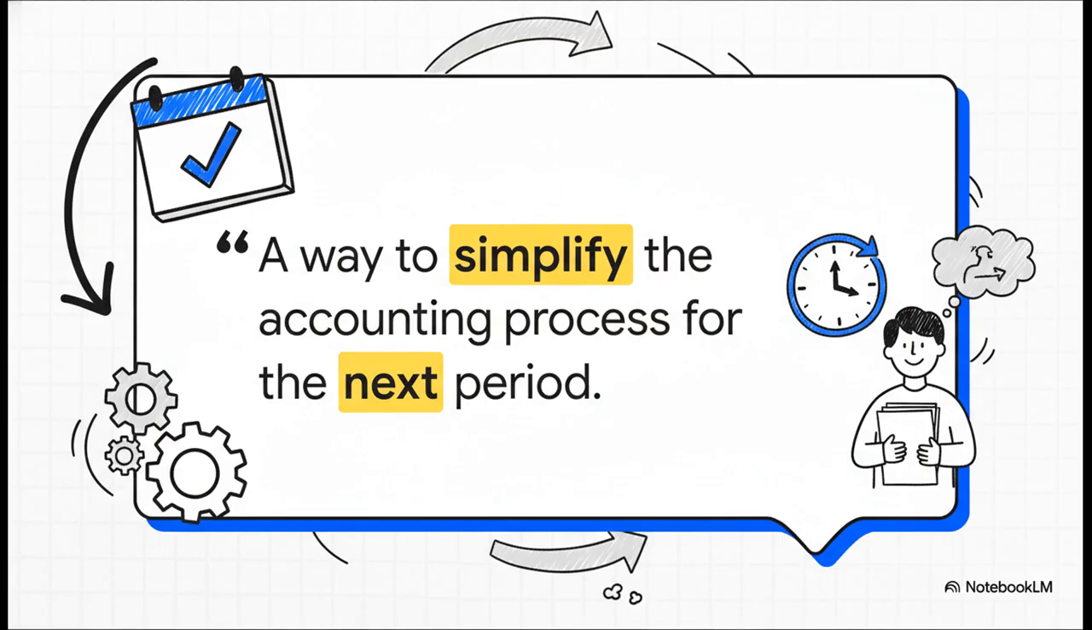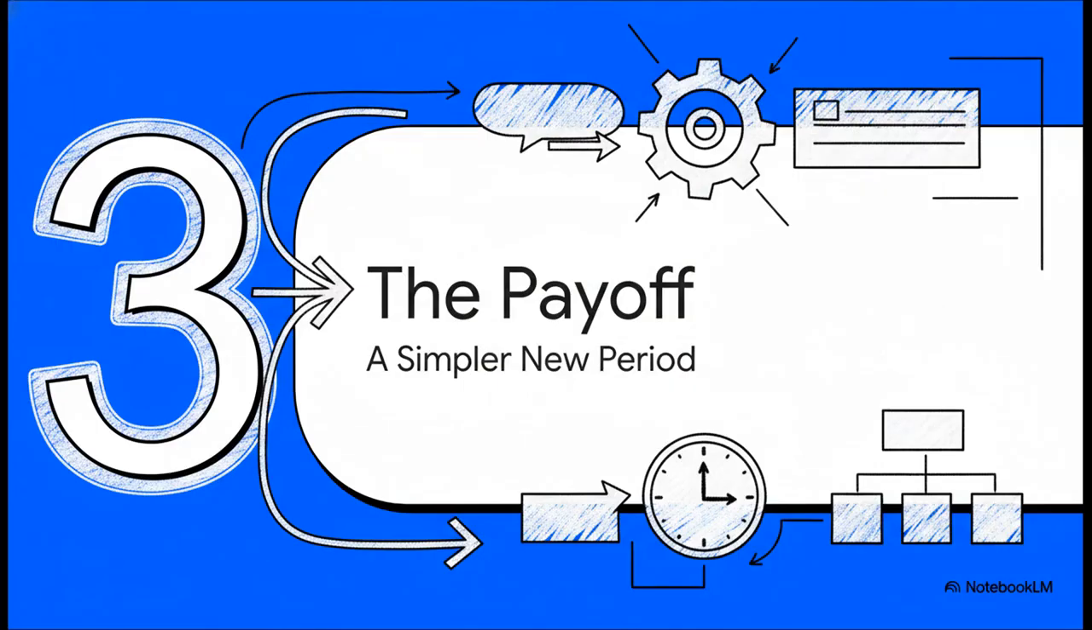Their job becomes simple and repeatable. Every payroll gets the exact same journal entry, and that right there is a core principle of operational efficiency. When you standardize things, you reduce errors, you speed things up, and you make it way easier to train new people. So let's talk about the payoff. Let's see how this technique actually makes the whole workflow more efficient.